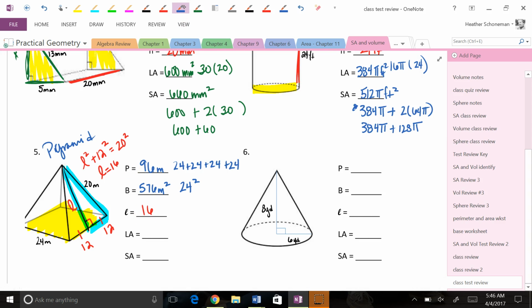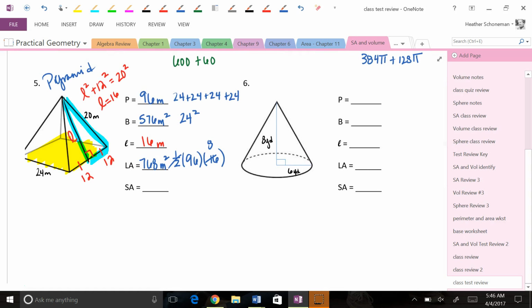Okay, there's only one base. Formula changes. Look at your formula sheet. For a pyramid and cone, lateral area is 1/2 times the perimeter times the slant height. And that gives us 768 meters squared. Got the label on the slant height. That's just meters. Total surface area is the lateral area, which is 768. But now we only shaded one base, and that one base has an area of 576. So we add it together and we get 1344 meters squared.